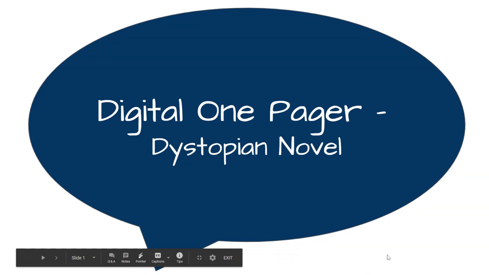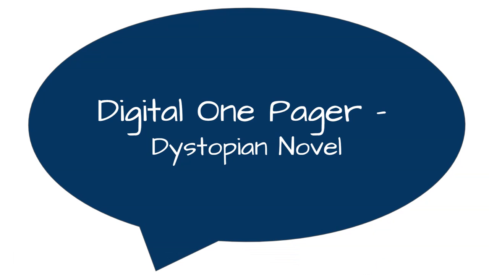For the dystopian novel that you chose, you are going to do a digital one-pager. Now, the difference between what we have done previously and what we are doing now is that this is one project for the entire book. You are used to chunking your book, and you're not doing it that way this time. You can if you want, but you don't have to.